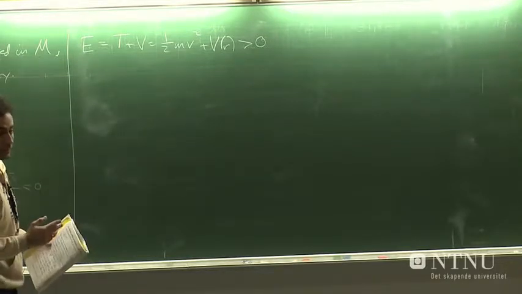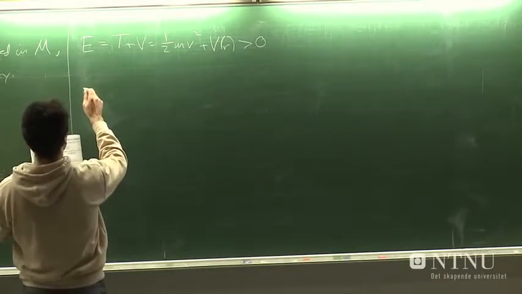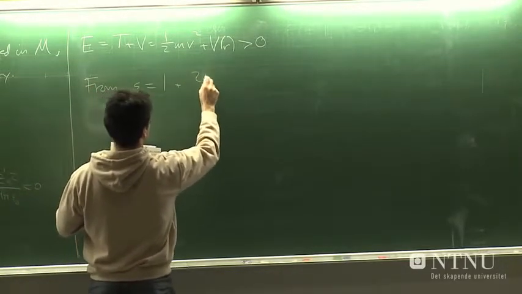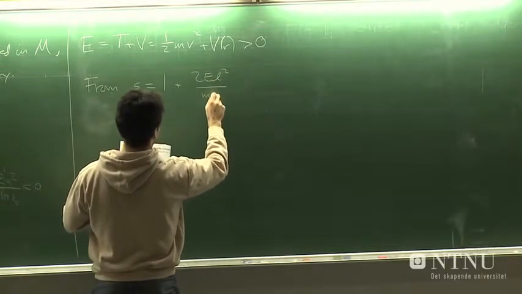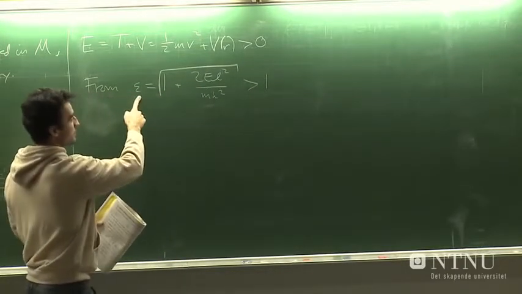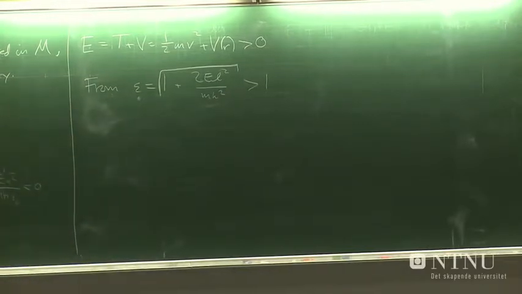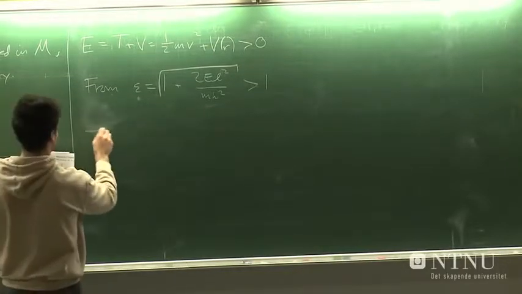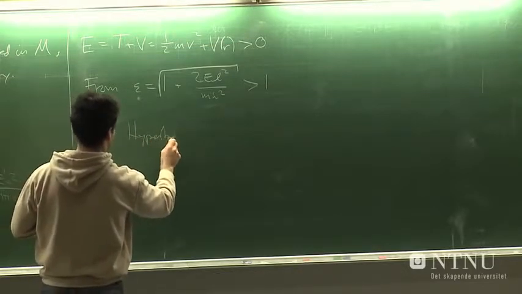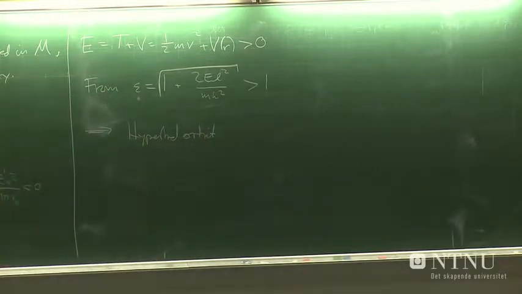And if the energy is positive, we can in fact immediately infer what kind of orbit we should expect. We see that positive energy means that the eccentricity has to be larger than 1. And if you then consult the table that we set up in the previous lecture, you will see that this corresponds to the case of a hyperbola.